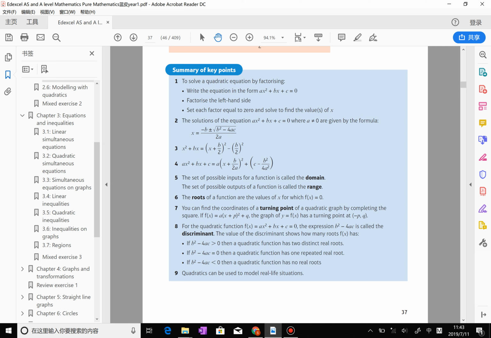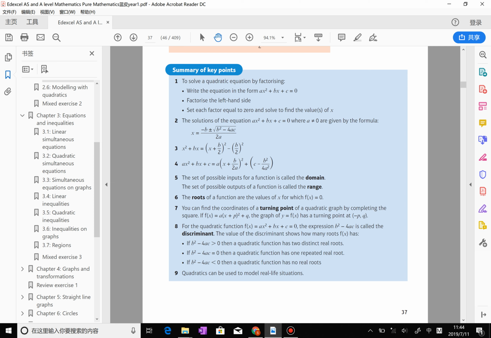One is where the coefficient of x squared is 1. Another is where the coefficient of x squared is a. You need to understand how to solve them. For the fifth, we have the concept of domain and range. Domain is the set of possible inputs for a function. Range is the set of possible outputs of a function. For the sixth, to find the roots of a function, you set the function equal to 0, and the x values that satisfy the equation are called roots.